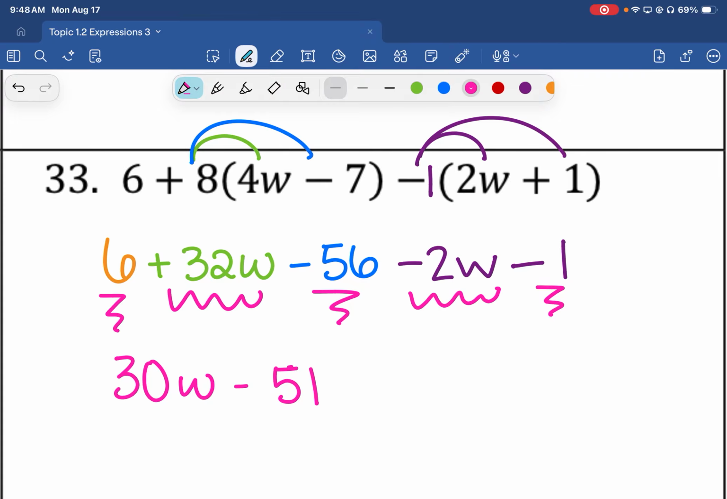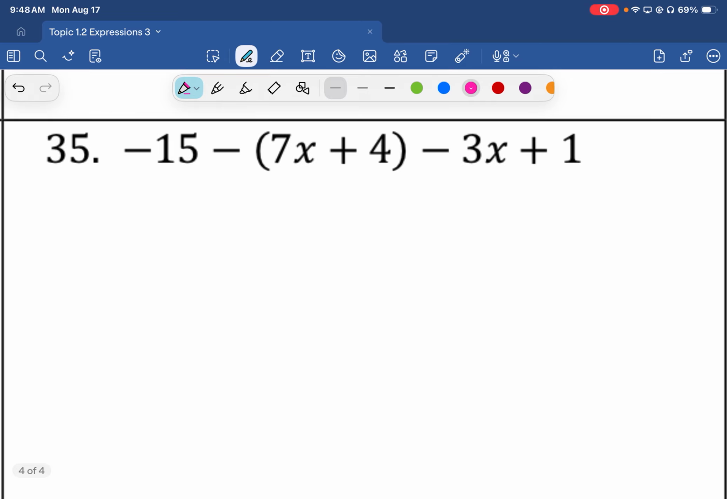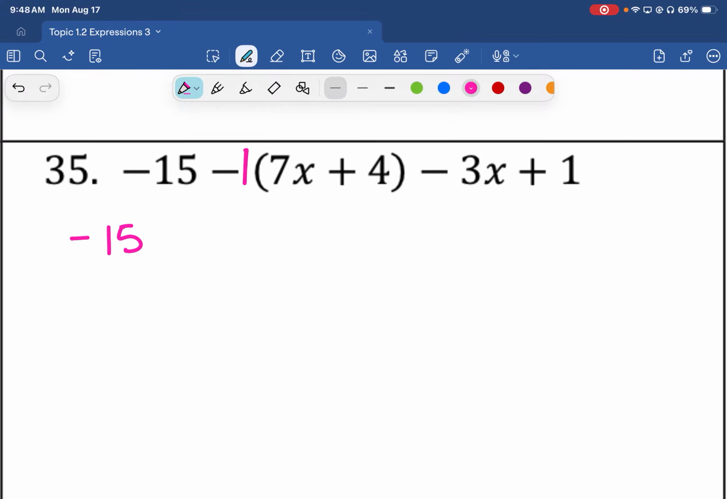All right. We're also going to do question 35 together. So for question 35, we have negative 15, okay, because nothing's happening with it. But we have a negative 1 we technically need to distribute. So what is negative 1 times 7x? Negative 7x. Negative 1 times 4 is, then is anything happening with that minus 3x? Is anything happening with that plus 1? So I bring it down.